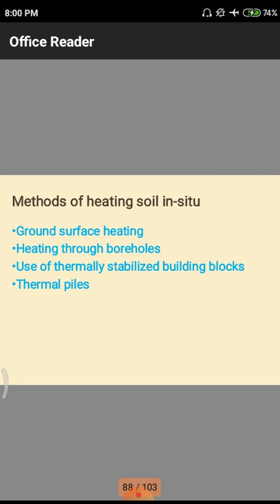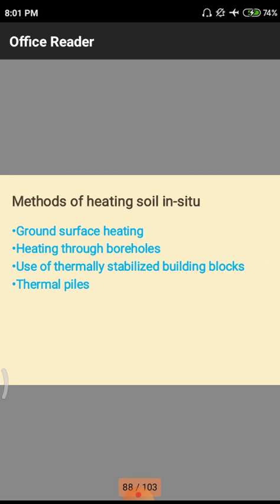Measures of heating in site conditions. First one, ground surface heating. That means on the top surface we have to go for heating techniques. After that, heating through boreholes. We have to go for boreholes. In the boreholes, we need to introduce some pile-like materials. Those materials are capable of producing heat and transferring heat.